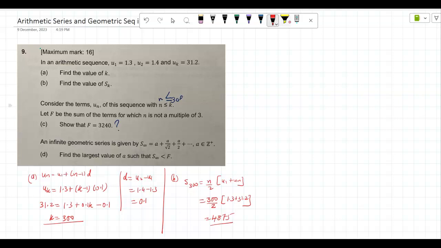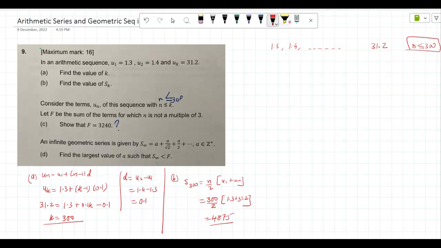Consider the terms Un of the sequence. See, 1.3, 1.4, from what's given. Obviously we are looking at what is given. So find F, consider Un of this sequence for n less than or equal to K. It means your number of terms is at most 300, the maximum number of terms you take. So you have these 300 terms.